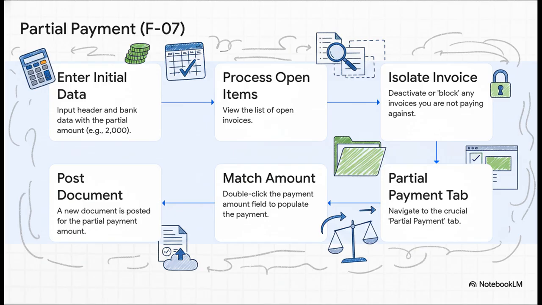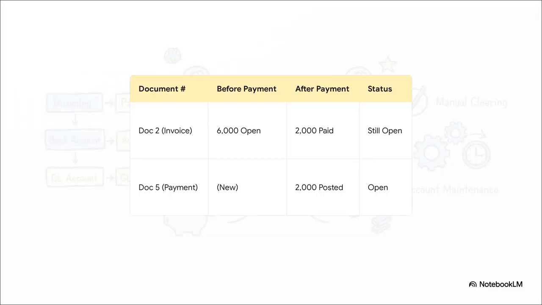Your entered and assigned amounts will balance, and you're good to post the document. Now, this is a really important slide because you have to understand the outcome here. Look closely. The original invoice, it's still open. It knows a payment was made, sure, but it's not settled. And the new payment document you just created is also an open item.